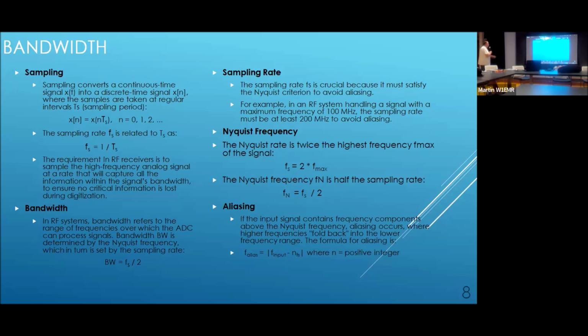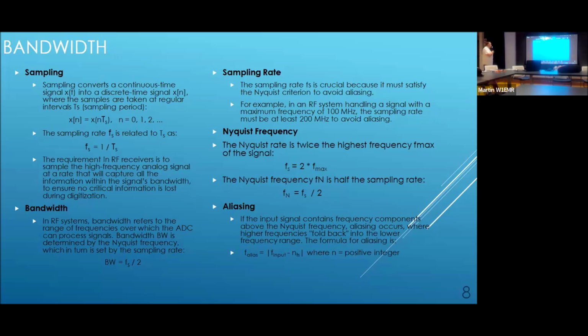So our sampling interval is X sub n, which is n times your sampling period time, and n can be 1, 2, or 3. And the sampling rate is the inverse of the sampling period. And the requirement in an RF receiver is to sample the high frequency analog signal at a rate that captures all the information within the signal's bandwidth to ensure no critical information is lost during digitization.